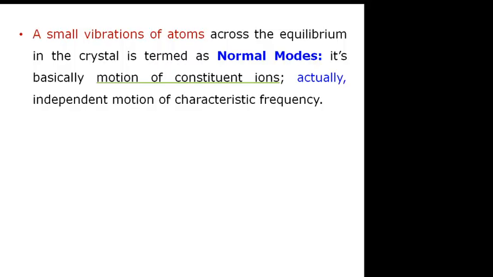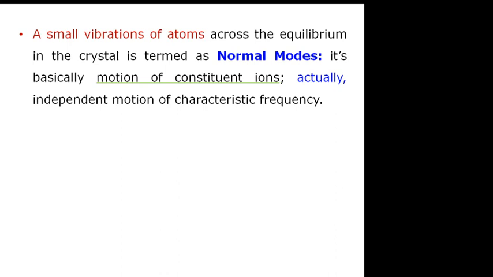So in solids, we do have linear vibrations, and as per the Cartesian coordinate system, we have three possibilities of vibration: vibration along the x-axis, along the y-axis, and along the z-axis. Keep in mind the vibration will be very small, maybe on the micron order and so on. So again, put it in a typical definition way: a small vibration of an atom across the equilibrium. Do you remember the equilibrium? Equilibrium means where the atom is settled, where the potential energy is minimum.